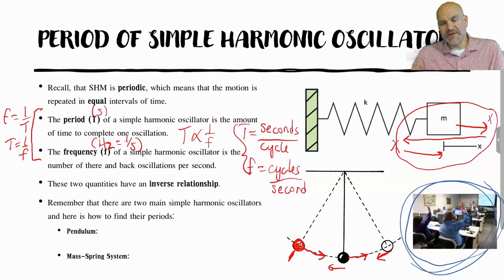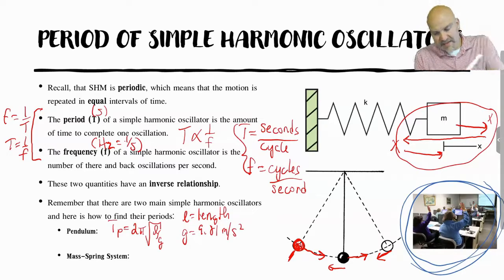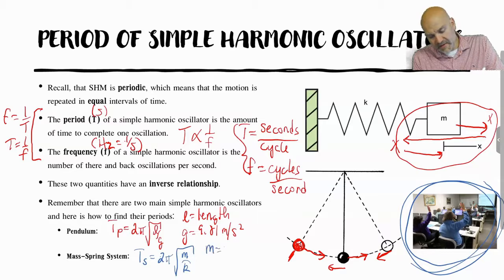Remember, there are two types of simple harmonic oscillators, the pendulum and the mass spring system. The period of a pendulum is T equals 2 pi square root of L over g, where L is the length of the pendulum and g here on Earth is 9.81 meters per second squared. For a mass spring system, T equals 2 pi square root of m over k, where m is the mass attached to the spring and k is the force constant, or spring constant.